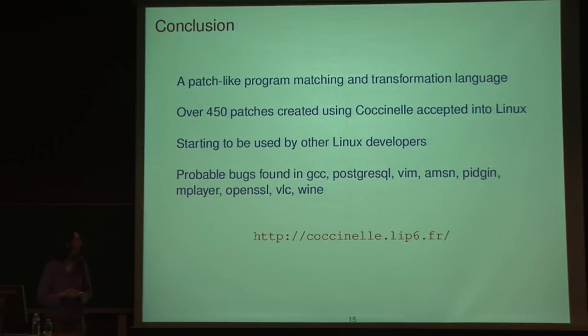Okay, so in conclusion, we have developed a patch-like program matching and transformation language. So you can write your specification in something that's very, very close to C code. There's not a lot of different APIs to learn. We've used this to create over 450 patches, which have been submitted into Linux. Some other Linux developers have been using this, sometimes not without asking us very many questions. So I think it should be very easy to get started with. We haven't worked very much on other software projects, but we have looked in some detail at various things, especially OpenSSL, VLC, and Wine.